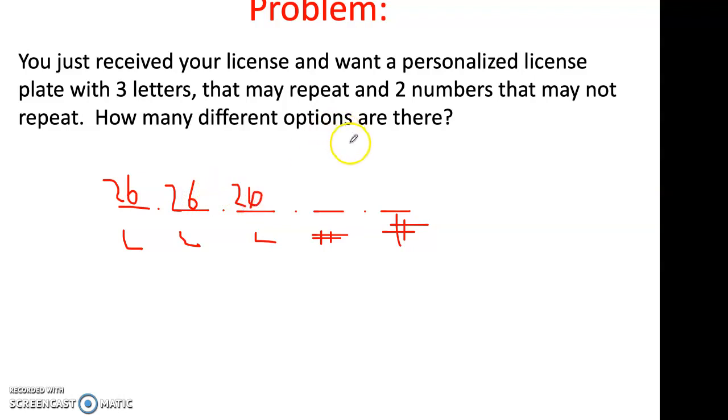Now, this is an error alert. This is where students usually goof right here. There are 10 numbers: 0, 1, 2, 3, 4, 5, 6, 7, 8, 9. 0 is a number too. So we're going to start with 10 numbers we could choose from. But numbers may not repeat. So once we use one number, we're just left with 9 altogether.